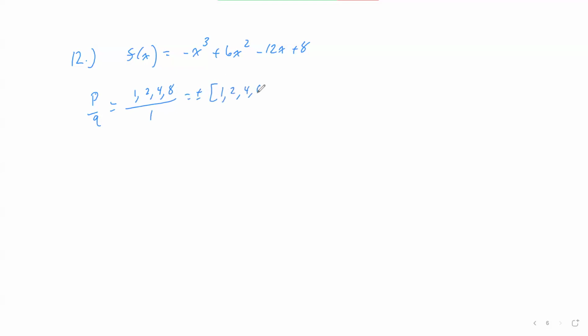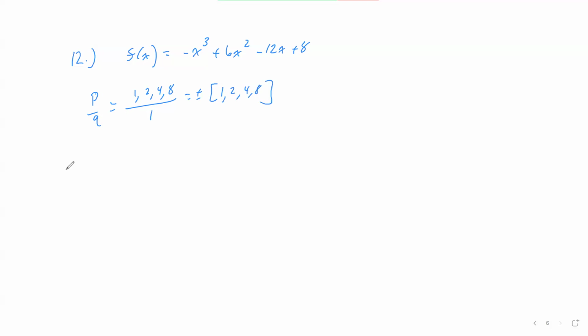Alrighty, let's see. So that was number 10, right? All right, so let's look at number 12. 12 is f of x equals -x cubed plus 6x squared minus 12x plus 8. Again, I'm not seeing any good factors here. Therefore, potential zeros. Factors of 8 is 1, 2, 4, 8 over 1. So that's plus or minus 1, 2, 4, 8.